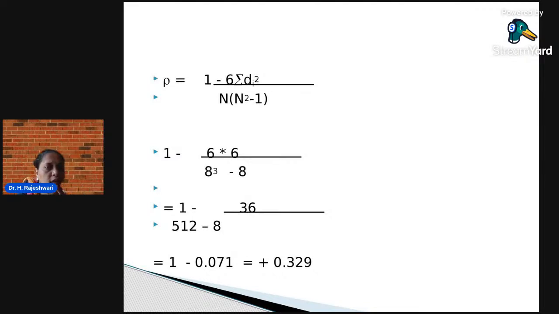Sorry, this is not n into n square minus 1, you can write n cube minus n. Both are same. Otherwise, you can directly multiply it and you can deduct 1 also. Both are same. So 8 cube minus 8. That means n I have multiplied here. So 1 minus, this has gone this side. 1 minus 36 divided by 512 minus 8. So totally you will be getting 1 minus 0.071 equal to plus 0.329. This is the answer.